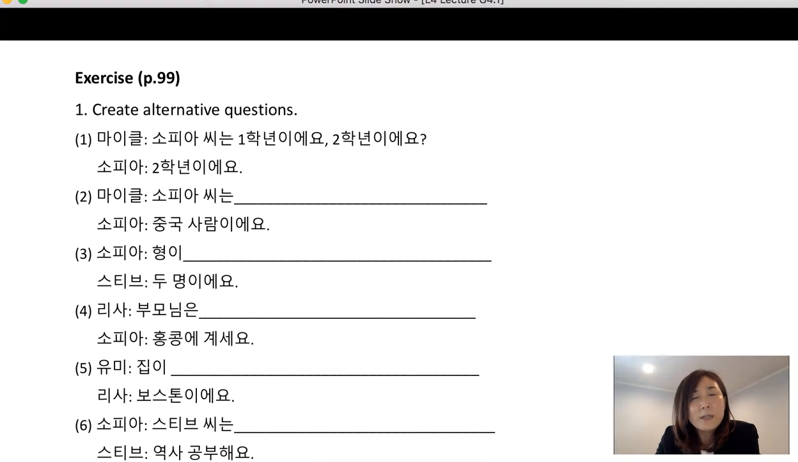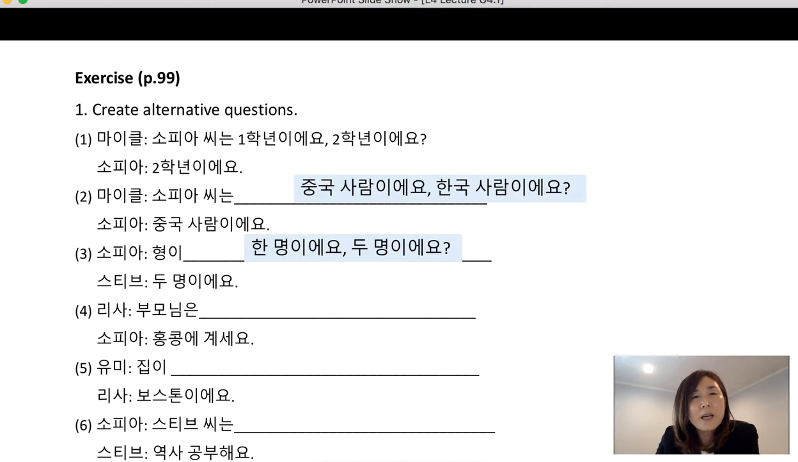Number 1. 소피아 씨는 1학년이에요? 2학년이에요? 2학년이에요. Number 2. 소피아 씨는 중국 사람이에요? 한국 사람이에요? 중국 사람이에요. 형이 한 명이에요? 두 명이에요? 두 명이에요. Number 4. 부모님은 한국에 계세요? 홍콩에 계세요? 홍콩에 계세요.